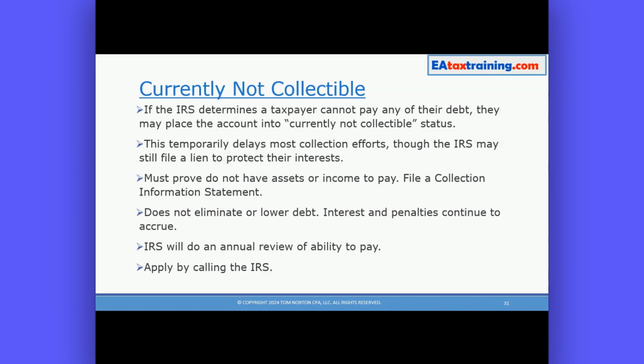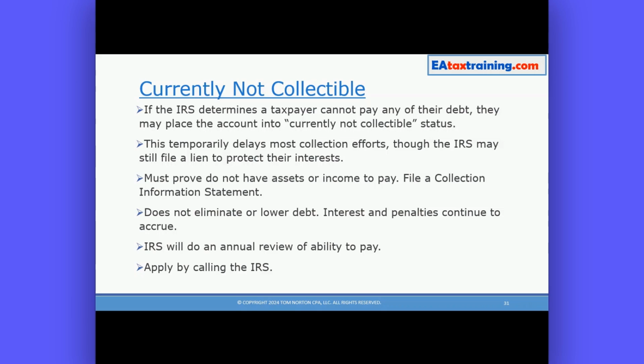So this would be a situation where, let's say, you've got a client and they're going to prison. They've committed a crime, and they're going to make 10 cents an hour working in the prison shop or whatever. And they don't have much in the way of assets. You can call the IRS, explain the situation, say, hey, look, you're not collecting this, and they will put it into this currently not collectible status. However, as we said, the debt doesn't go away, and interest and penalties are still going to accrue.